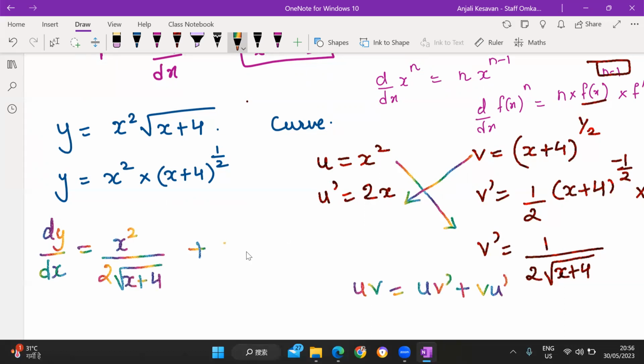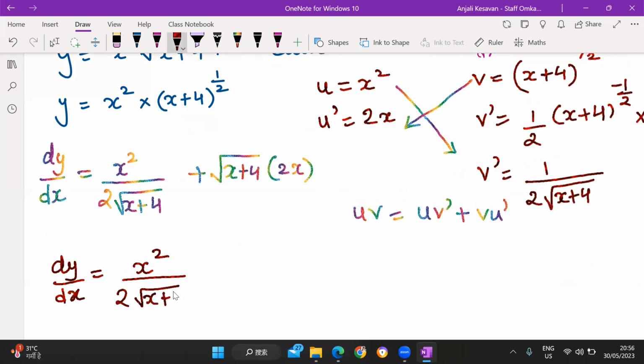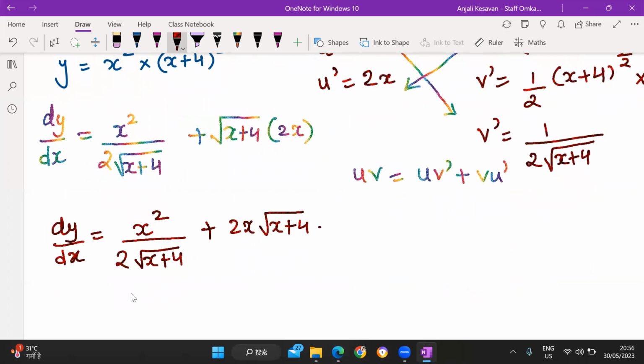(x + 4) raised to half is nothing but square root of x + 4, times 2x. Now simplify this further, what do we get? The derivative of the curve is equal to x squared upon 2 root (x + 4), plus 2x root (x + 4). Now if you want, you can simplify this further, or you could leave it like this, up to you. We can simplify this further, it will be easy. So it will be a solution.